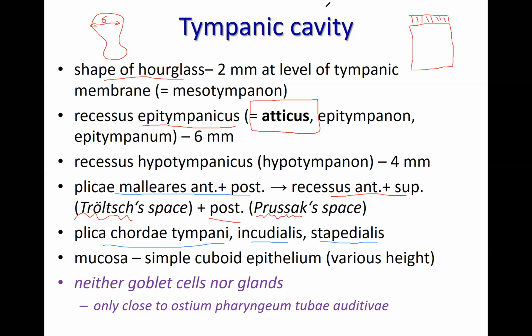As for histology, that's very, I would say, primitive. Low cuboid simple epithelium. No goblet cells, no glands, only towards the pharyngeal opening of the auditory tube they start to appear, first the goblet cells and then very, very small glands.